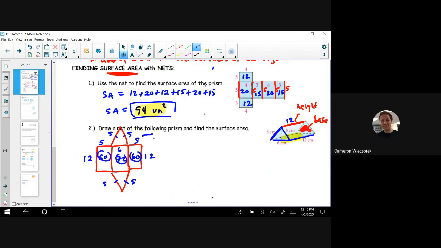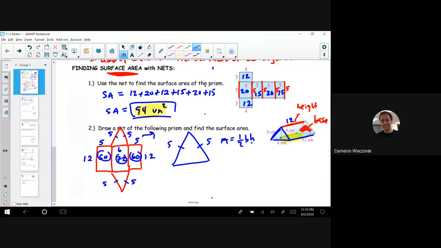For the triangle, I'm just going to draw it separately so we can see it. I can see the edges of the triangle were 5. They gave me that in the original picture. That's 5. That's 5. To get the area of that triangle, remember it's 1/2 base times height.